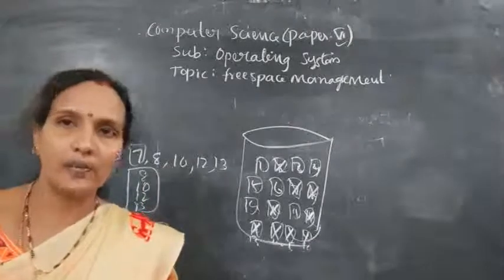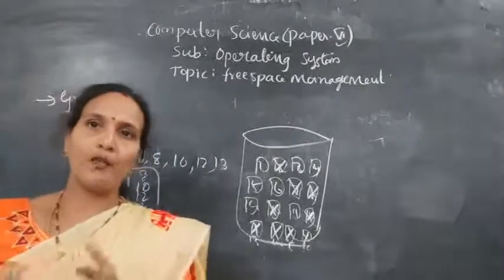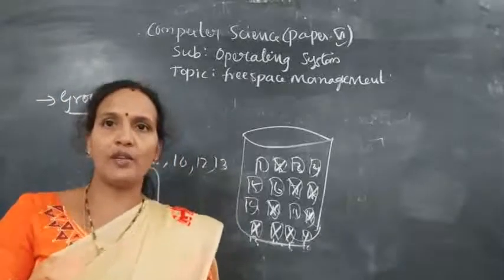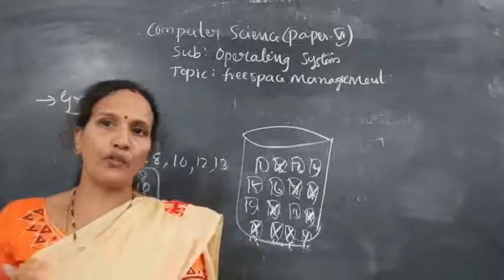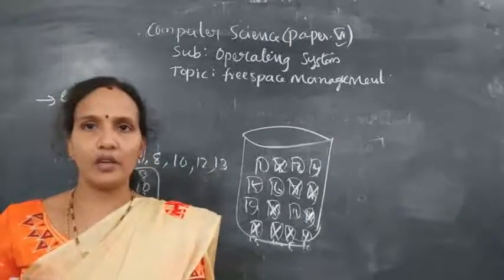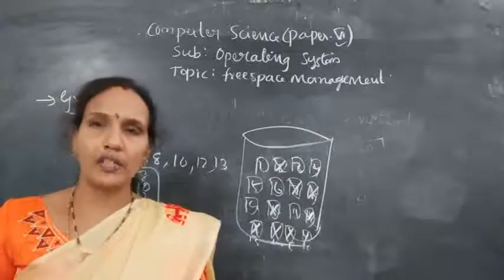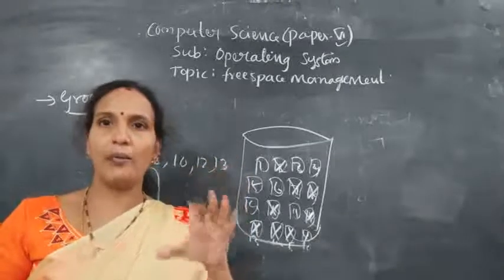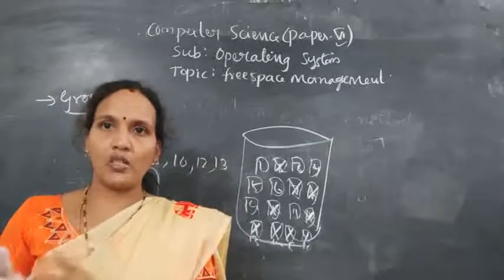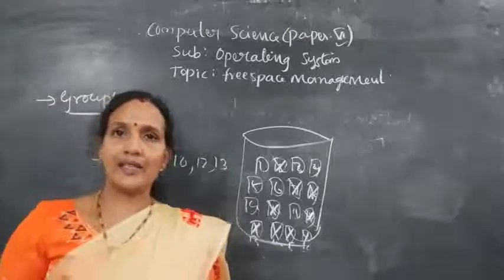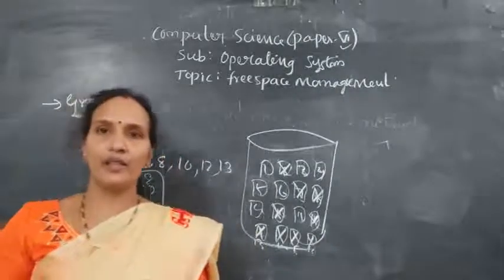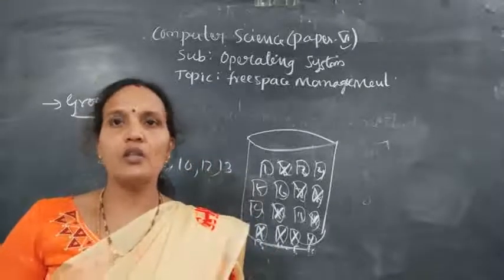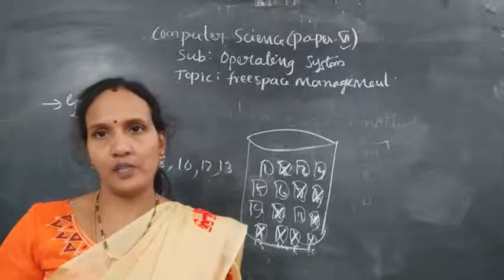Grouping free space management. So in a group, one block maintains information about the next group of free space blocks. Okay, one block is there, and that block maintains free space blocks information. Here one block maintains another group of free blocks' information. That is why it is called grouping free space management.